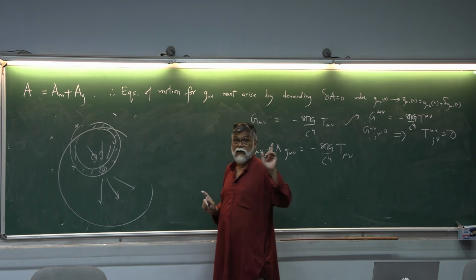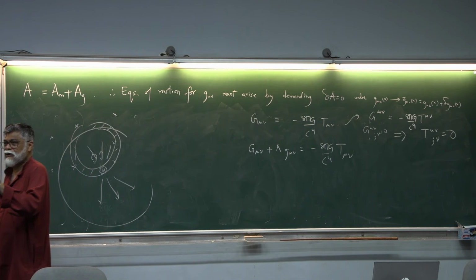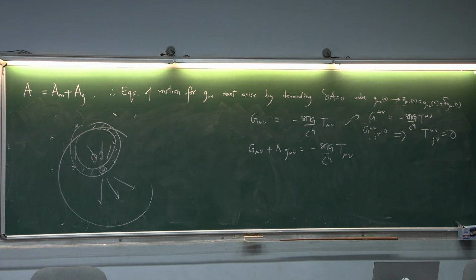T mu nu semicolon nu equal to 0 is identical with local conservation of energy and momentum. Local conservation means if you locally see energy and momentum decreasing in a small volume element, there should be flux outwards. That is what T mu nu semicolon nu equal to 0 is. Local conservation is there.